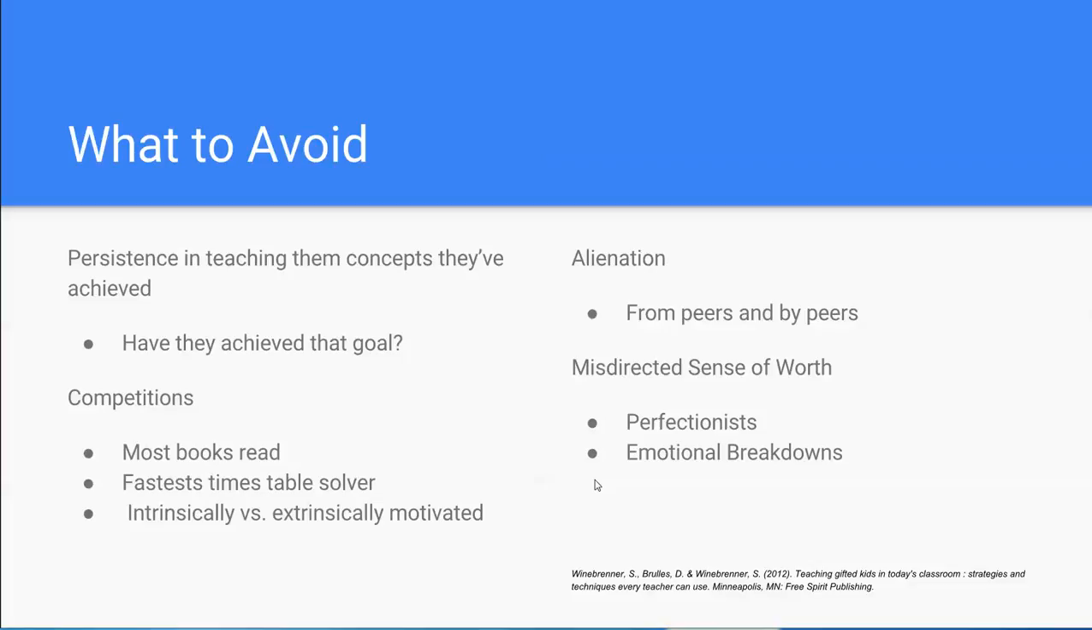We also need to avoid alienation both from the gifted student and from their peers. For example, we don't want to make the gifted student feel like they're not included with the rest of the class, and we don't want to have other students in the class feel like this student is special and they're not.